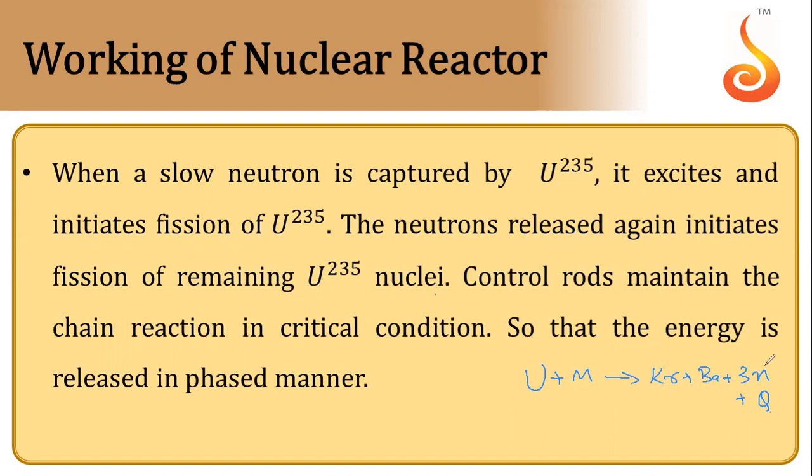Now, since there are 3 neutrons, we need 2 neutrons to be absorbed. For that, control rods are used, and control rods maintain the chain reaction in critical condition, so that energy is released in a phased manner.